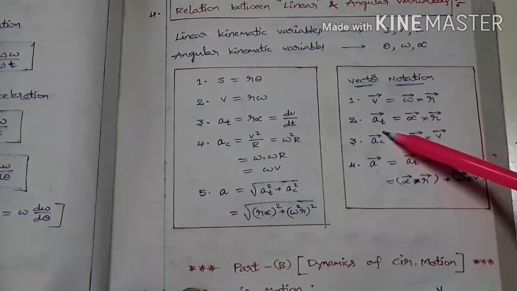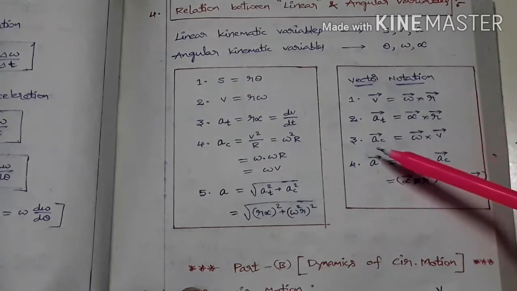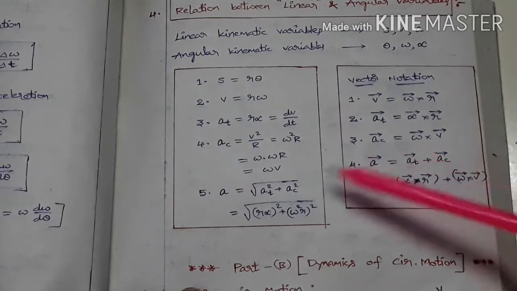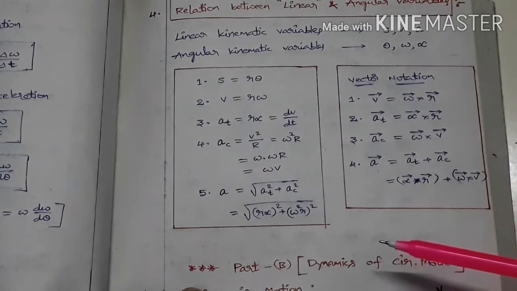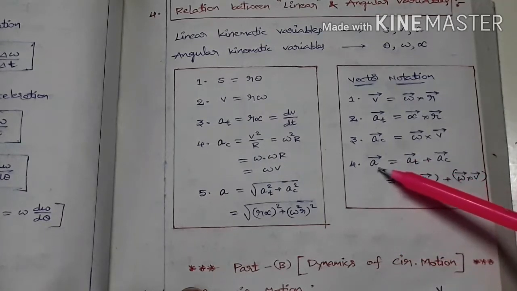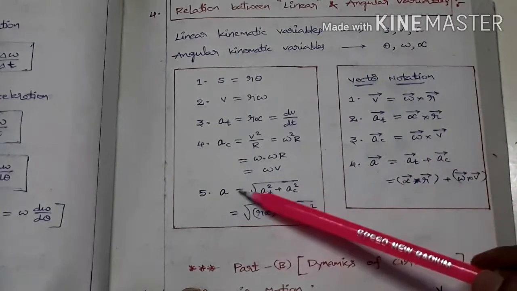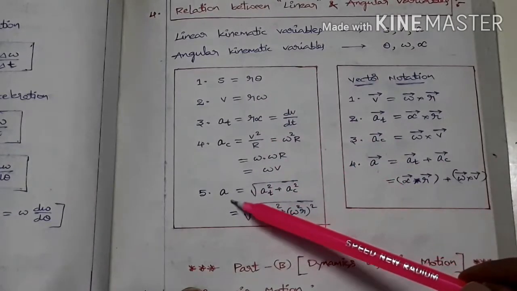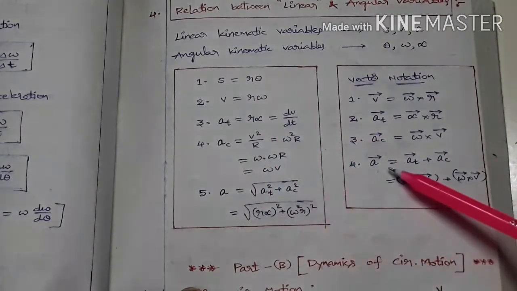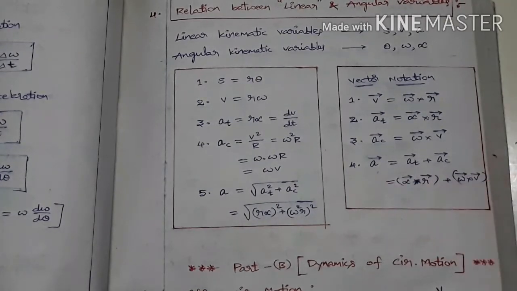And AT bar, tangential acceleration, equals alpha bar cross R bar. See, R is coming rightwards here. And here centripetal acceleration AC bar equals omega bar cross V bar. And resultant acceleration A bar equals AT bar plus AC bar. Here all these are magnitudes only, therefore A equals root of AT square plus AC square. But here we are writing in terms of vector notation, therefore A bar equals AT bar plus AC bar.